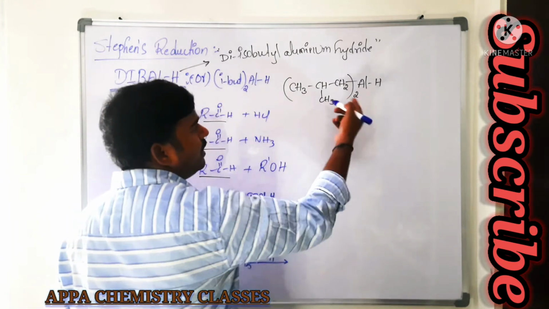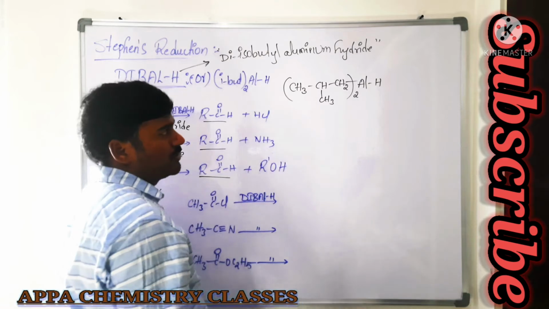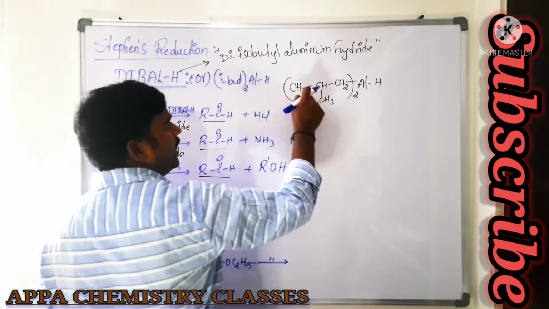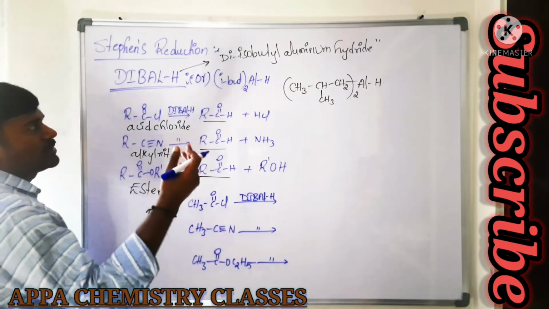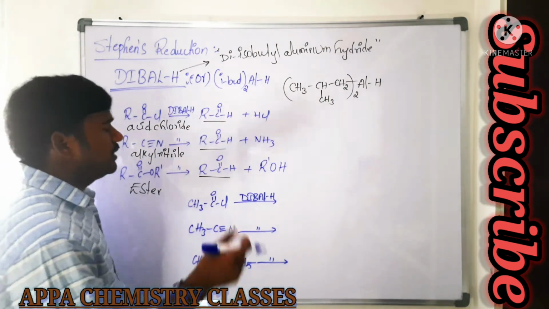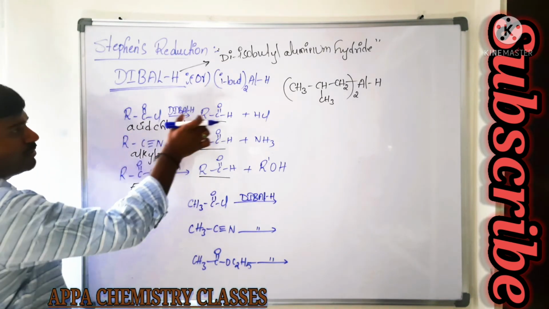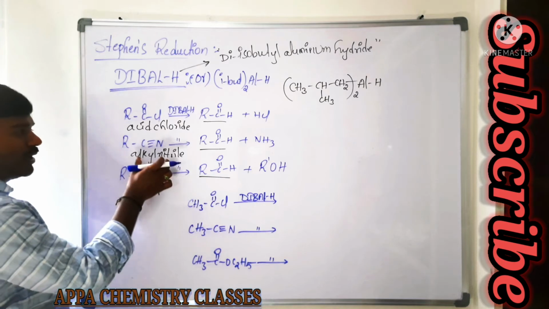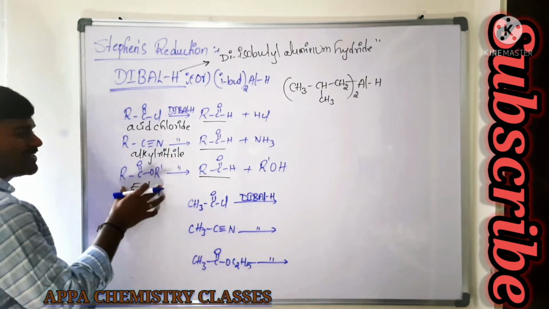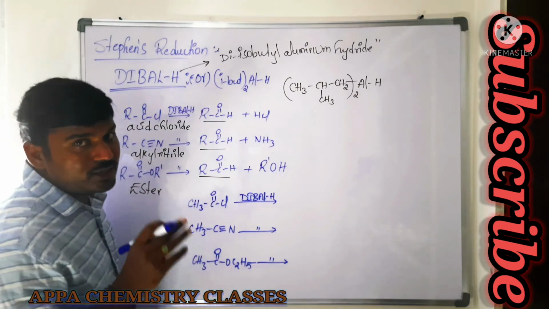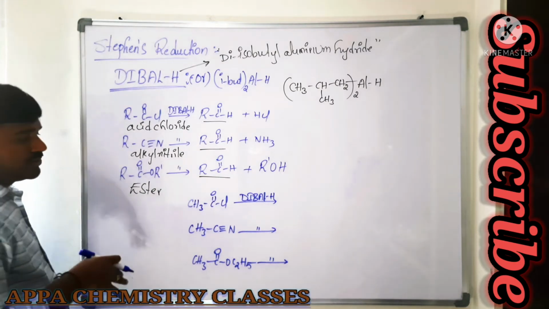Actually aluminium has valency 3. It has 2 isobutyl groups, and hydrogen is 1, total 3. That is diisobutyl, the isobutyl group, and aluminium hydride. That is the structure of the DIBAL reagent, diisobutyl aluminium hydride, which is used to convert acid chloride to aldehyde, alkyl nitrile or alkyl cyanide to aldehydes, and esters to aldehyde. Here only aldehydes can be synthesized. It is the best reagent for the preparation of aldehydes.